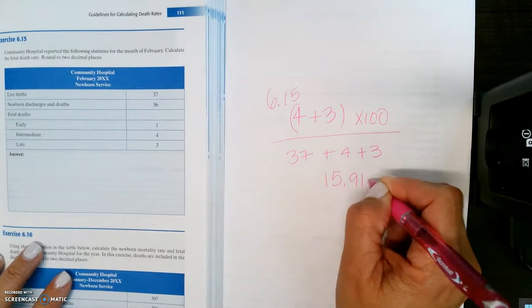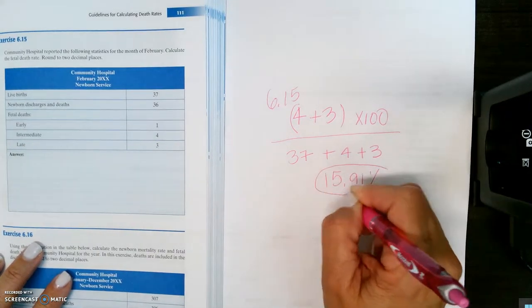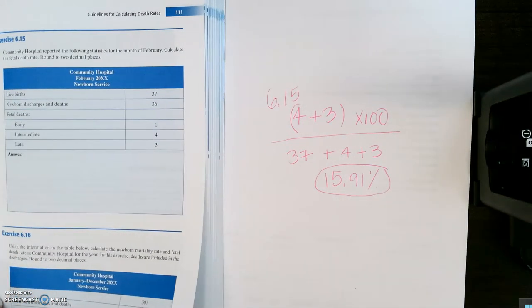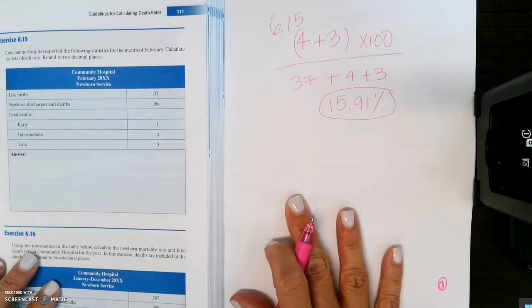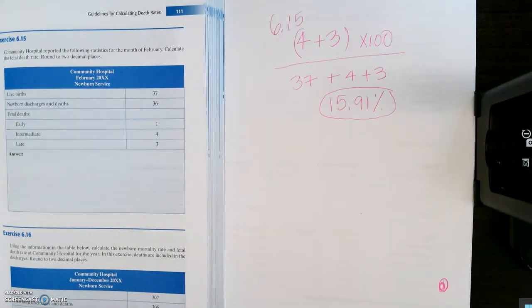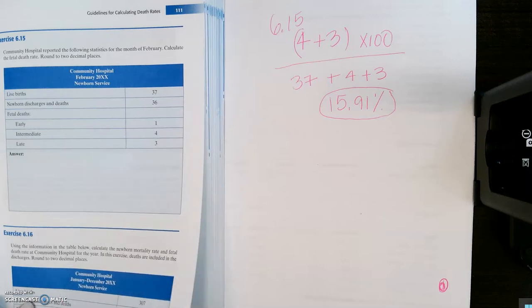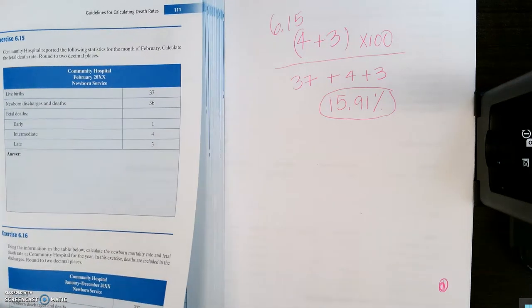I know this is an odd one, and I'll have it in the back, but I'm going to go through it. 15.91 is next. So let's look at 6.16 using the information in the table below. Calculate the newborn mortality rate and fetal death rate at community hospital. In this exercise, deaths are included in the discharges, and they want you to round to 2 decimal places.